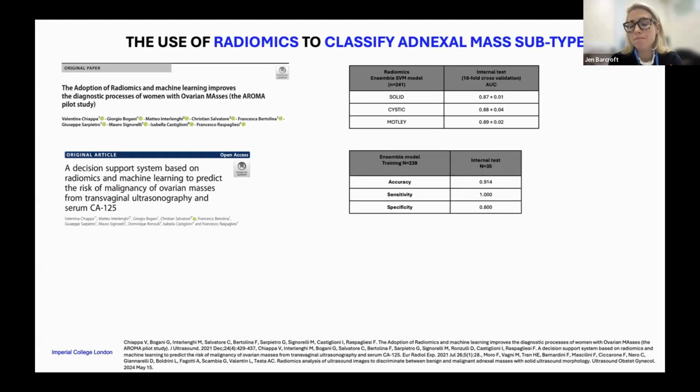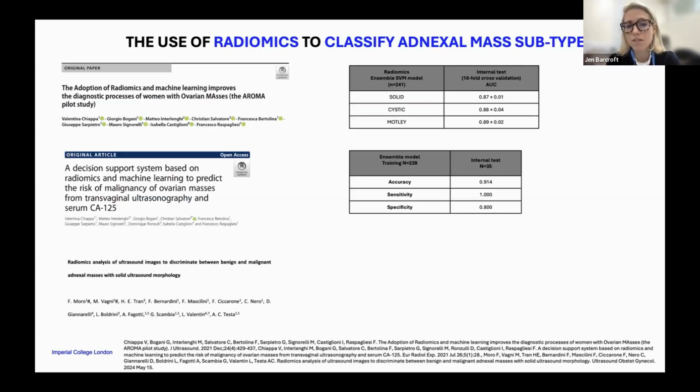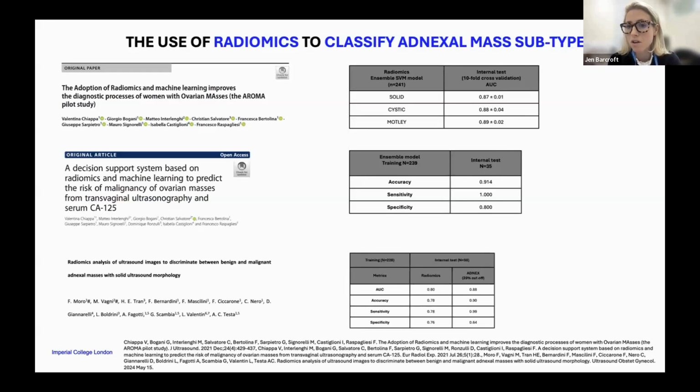So there is nomenclature which we use to describe masses to be consistent with reporting, and they were able to identify subgroups of masses and divide them into these various categories with quite good performance indicators. But we have to be pretty cautious when looking at these, because these are all internal test sets and have not been externally validated. They then went on to look at integrating other clinical parameters to see if it overall improved the model, using CA125 in addition to the radiomics features. And there was seemingly an improvement in performance.